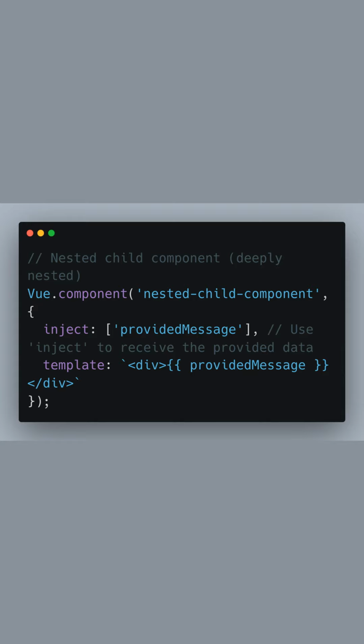With inject, provided message becomes part of the component's reactive data system, allowing it to be used directly within the template. As seen in the template, it outputs the received message within a div element.